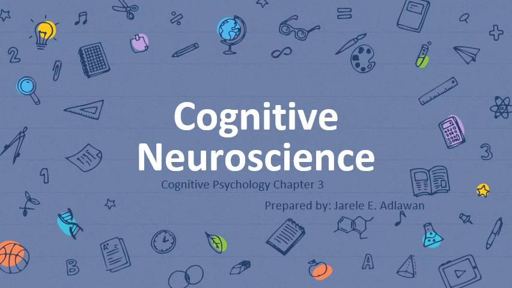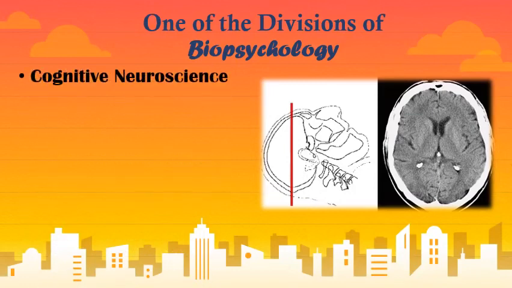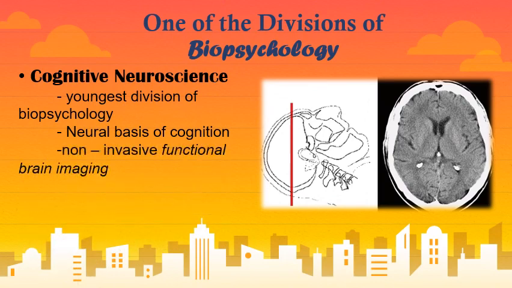To start off, this was already discussed in the previous subject, biopsychology. So it is one of the known divisions of biopsychology. Cognitive neuroscience itself is one of the youngest divisions in biopsychology. It studies the neural basis of cognition with some tools and techniques such as non-invasive functional brain imaging.